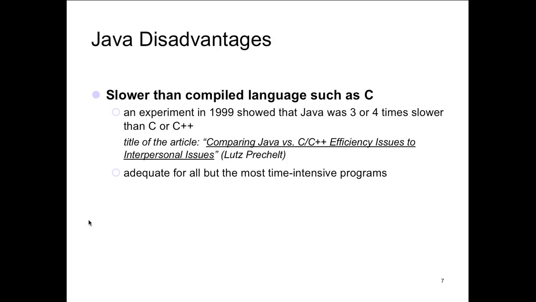Java disadvantages. It's slower than a compiled language such as C. Yep, we're running it in an operating system on top of an operating system. It's going to run slower. Not significantly slower. It's gotten a lot better. JVMs have grown. They've gotten more sophisticated, but it does still traditionally run a little bit slower.